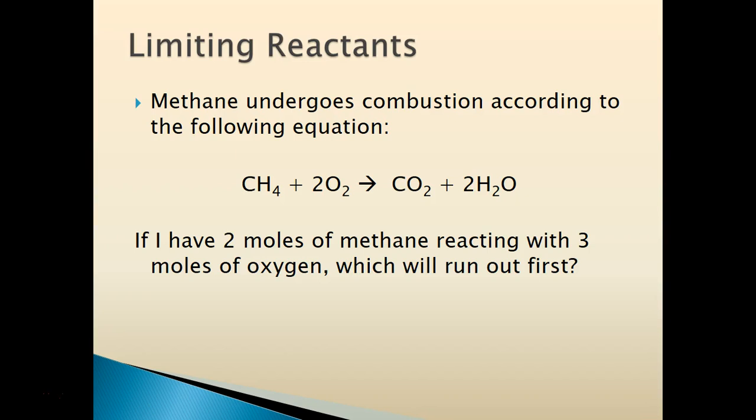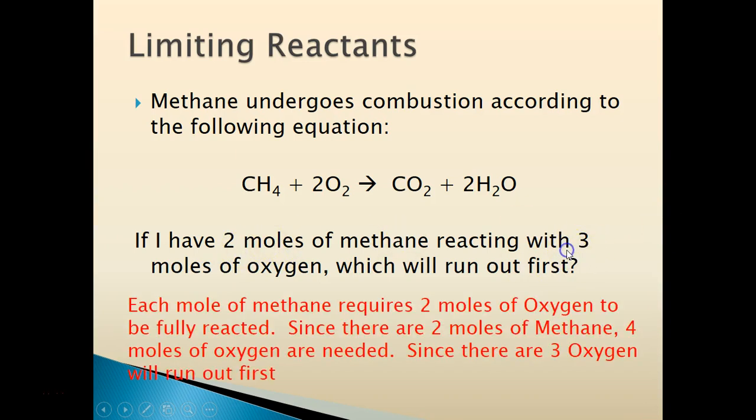Okay, so I see in the equation that the mole ratio between methane and oxygen is 1 to 2. That means that each mole of methane needs 2 moles of oxygen in order to fully react it. So if I have 2 moles of methane, I would need 4 moles of oxygen to fully react it. Since I have 3 moles of oxygen, the oxygen is going to run out first. That makes oxygen the limiting reactant.